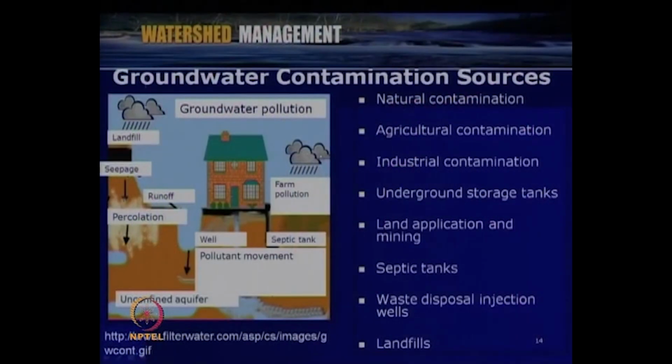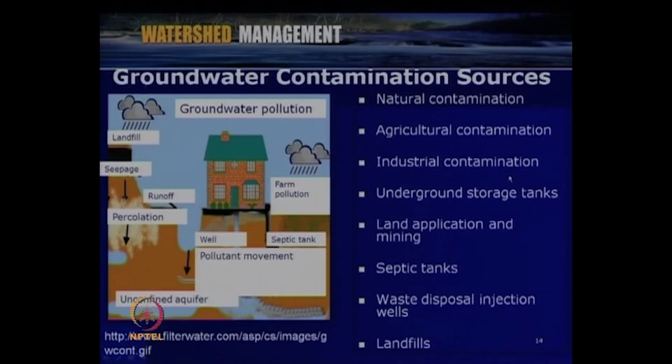As far as groundwater contamination is concerned, as I mentioned earlier, some of the important sources are mentioned here. Groundwater pollution can be from natural contamination like seawater intrusion or fluoride or arsenic contamination, which is taking place in many locations. Then the pollution can be agricultural contamination by the use of fertilizers, pesticides, etc. Then industrial contamination, that means effluent liquid waste or solid waste put as landfill, from which the leachate is seeping down.